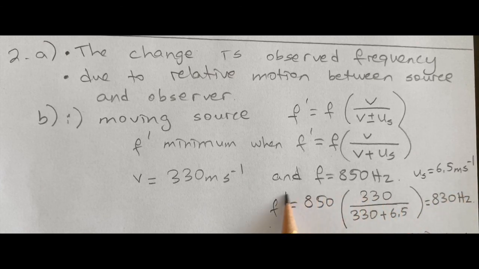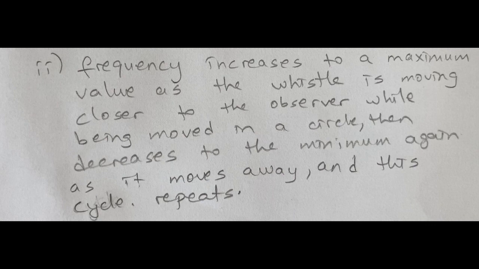Substitution into the moving source formula with the positive sign, because we're looking for the minimum value of this observed frequency, we get 830 Hertz. As time passes, the frequency will increase to a maximum value while the whistle is moving closer. And as the circular motion continues, the frequency observed will go back to the minimum value. So this is going to be repeating in a cycle.